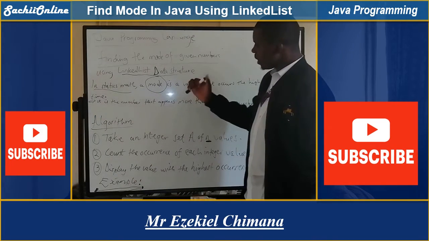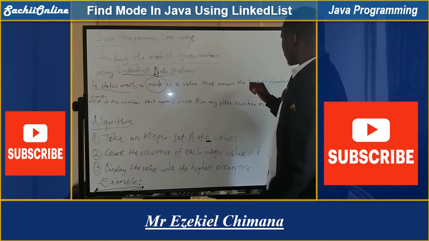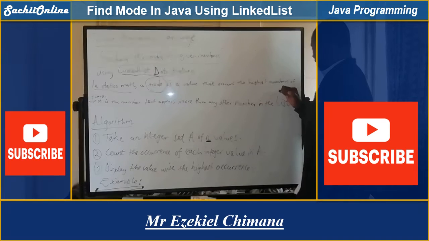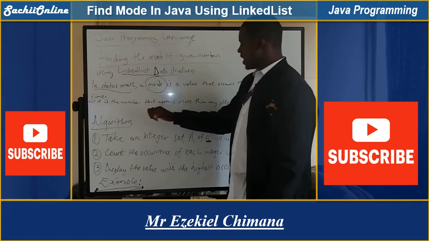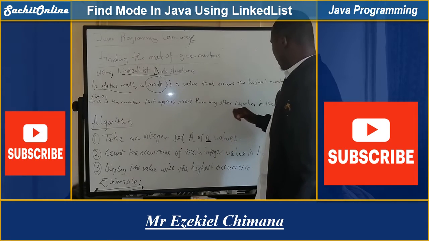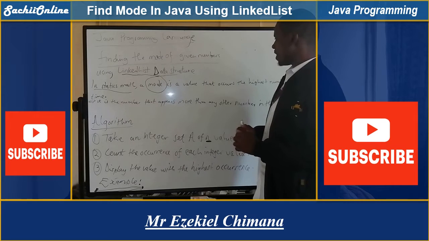So in statistics, the mode is the value that occurs the highest number of times, or it is the number that appears more than any other number in the list.